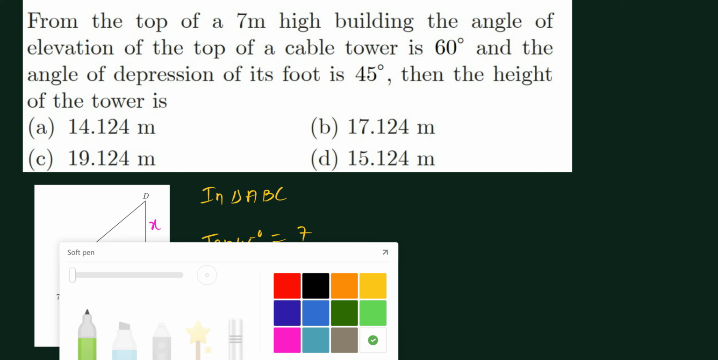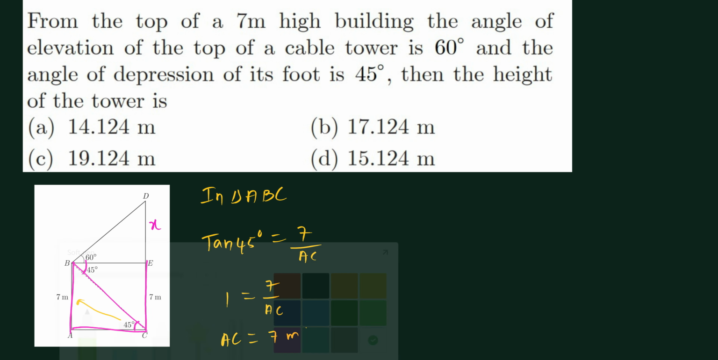Okay. So what is the distance between the building and the tower? You find the distance between the building and tower. So we got here 7 meter. So here also, if AC is 7, then opposite sides are equal, right? Then AC is 7, BC also 7. From this above triangle, find the x value.